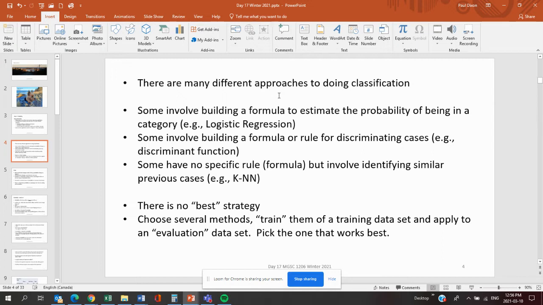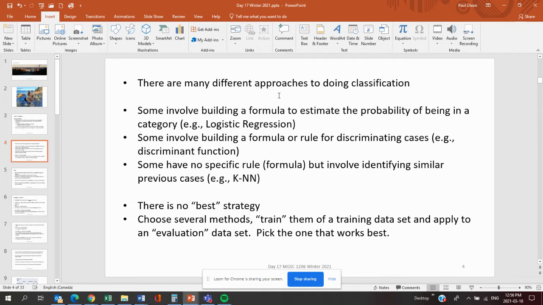Another approach is one that we use in making a lot of decisions. We think about similar situations we've seen before. How did we handle them? So let's find similar cases from the past and see how they were classified. Were they good or were they bad?